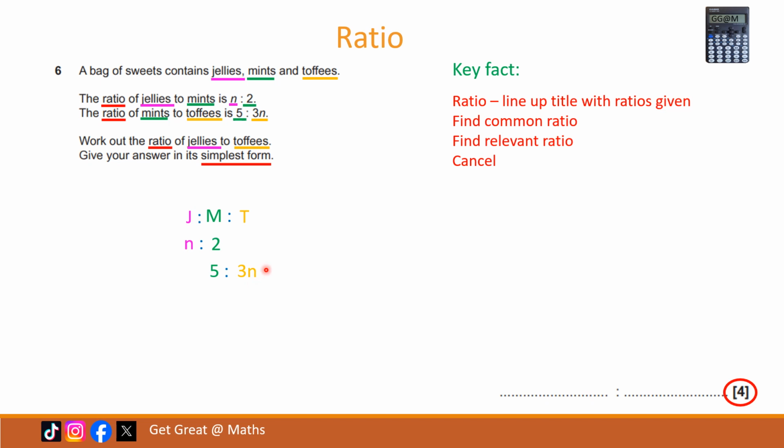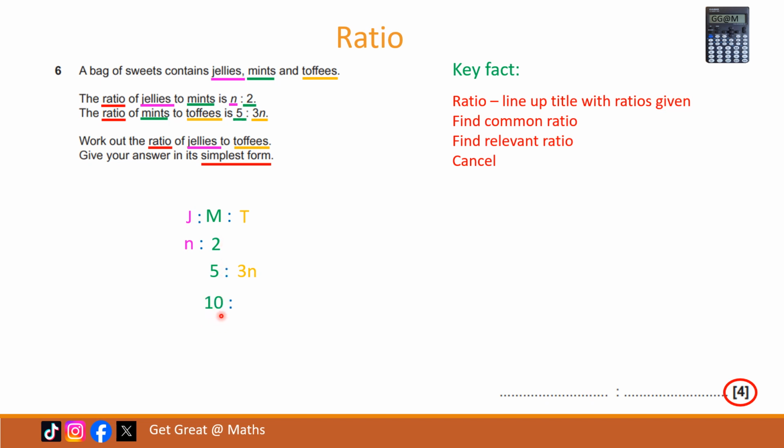Now we've got to make these all comparable because we're going to be comparing jellies to toffees. The jellies are the pink bit and the toffees are the yellow bit, and we've got to compare these like for like. At the minute, they're not comparable. So we've got to make the bit in the middle comparable so we can compare jellies to toffees. We're going to look at what we can multiply these numbers by to make them common. Basically, all we've got to do is multiply the 2 by the 5 to give me the common term, which is 10.